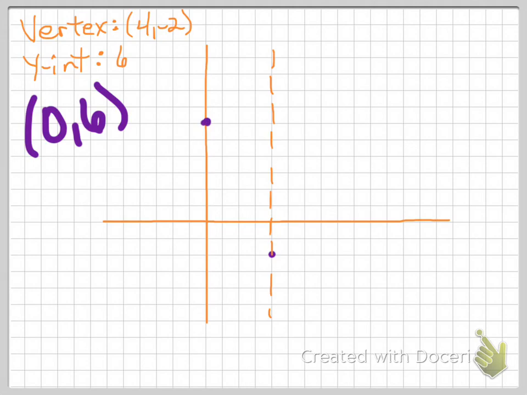Now, we're going to use our axis of symmetry. We're going to count from this point at 0, 6. We're going to count 1, 2, 3, 4 units to my line of symmetry. Then 1, 2, 3, 4 on the other side. So right there is the reflected point.